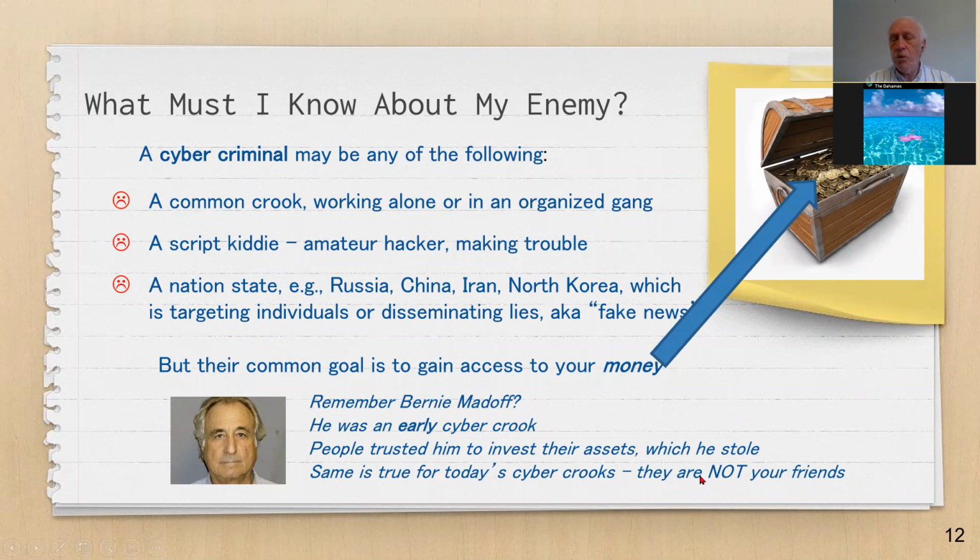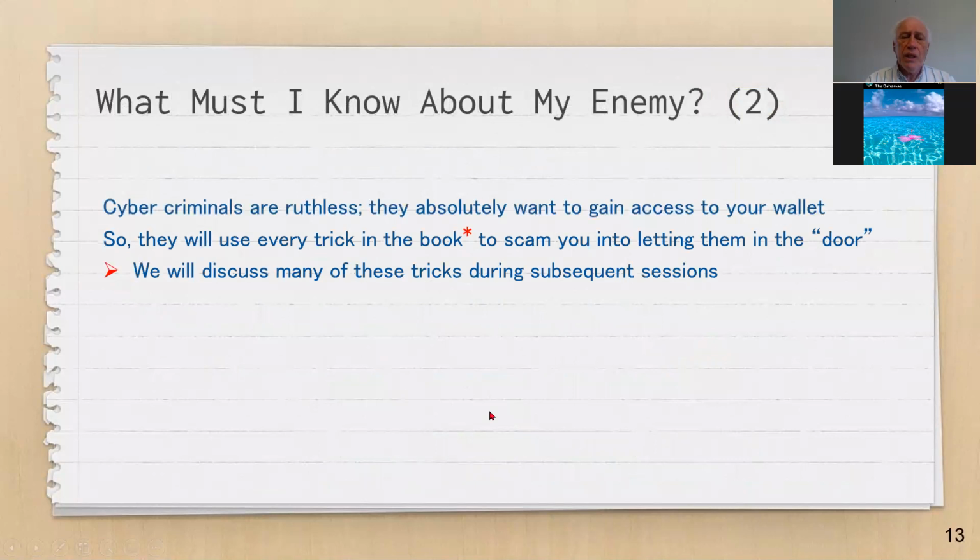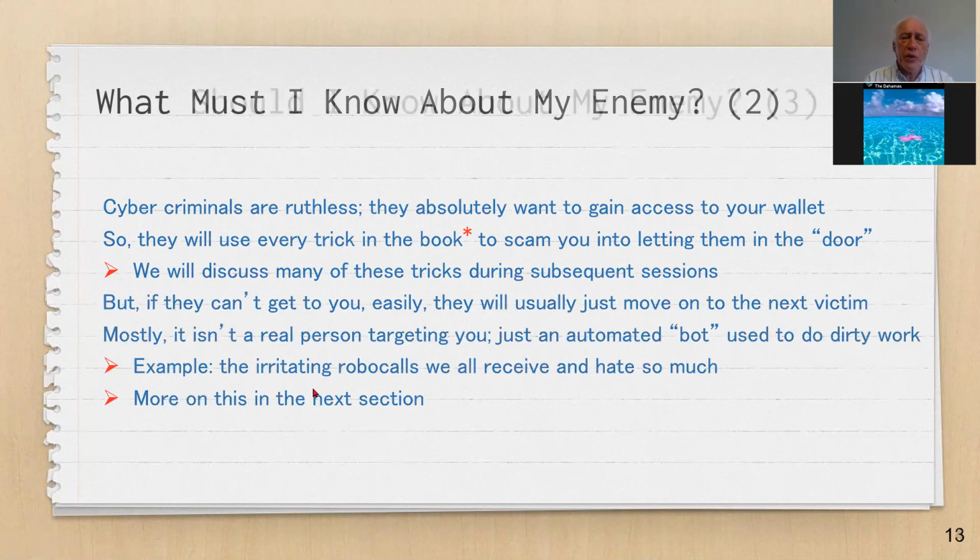When you get a phone call or an email, they're not your friend. They may pretend to be your friend, but they have one thing in mind, and that is to get access to your assets. Cyber criminals are ruthless. It doesn't matter whether you own $100 or $1 million. They'll take it, right? And people say to me, well, I haven't got a lot of money, I'm not Bill Gates. They don't care. They can get $100 from you or $500 from you. That's all in a day's work as far as they're concerned.